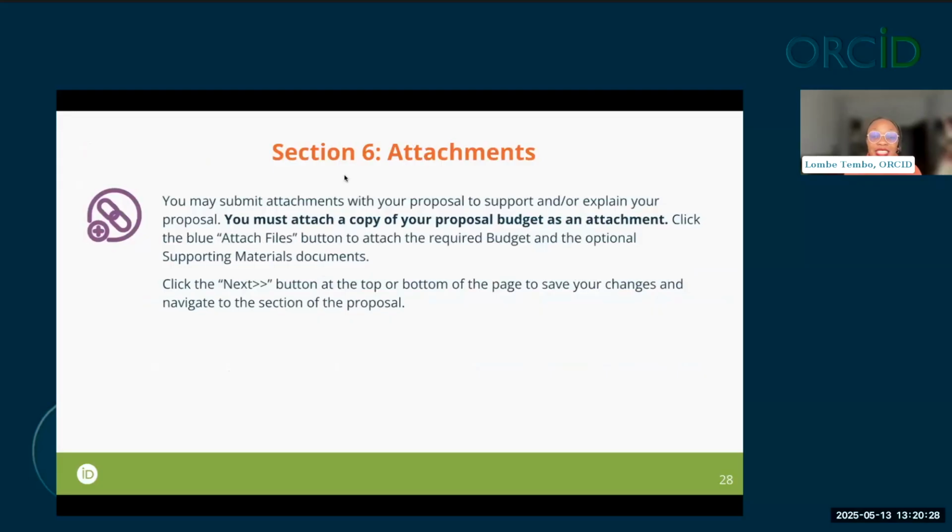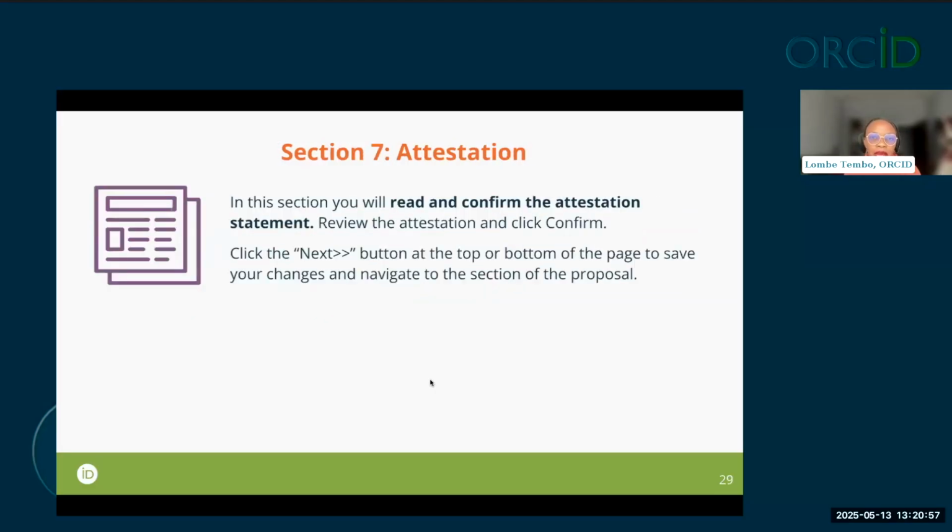So for section 6, this is just the attachments that you will need to add to your proposal. So you can submit any attachments that will either explain your proposal better, and this is also where you attach the copy of your proposal budget. So all you do is you click the blue Attach Files button, and you can then upload the different documentation that you think is going to be helpful. And then for section 7, this is the attestation. And in this section, you will read and confirm the attestation statement. So make sure that in this case, you're just reading and confirming.